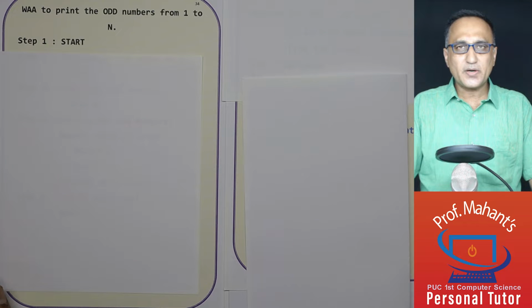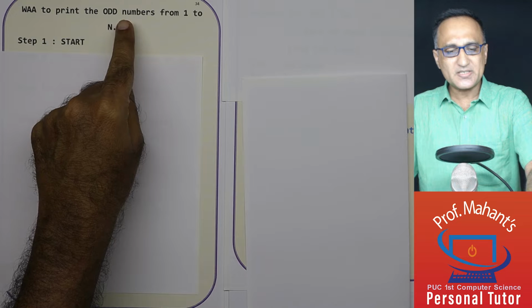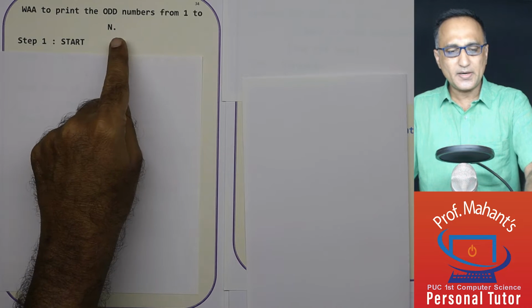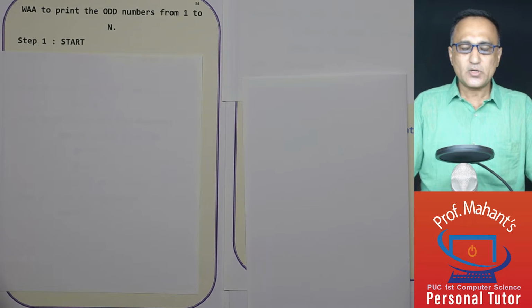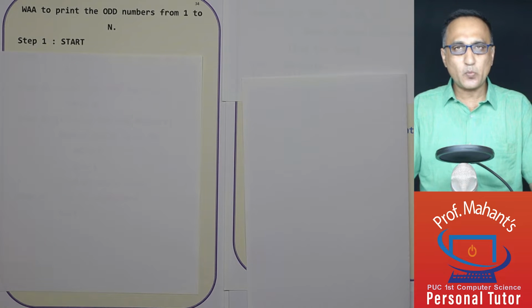Let us now take a look at an algorithm where we are required to print all the odd numbers starting from 1 to n. So suppose let us say n is 11. So I need to print 1, 3, 5, 7, 9 and 11.